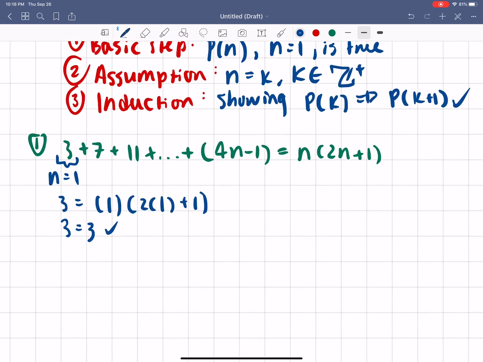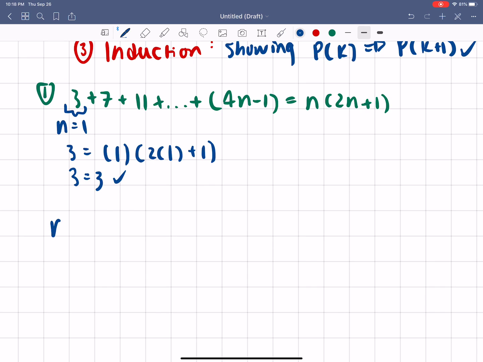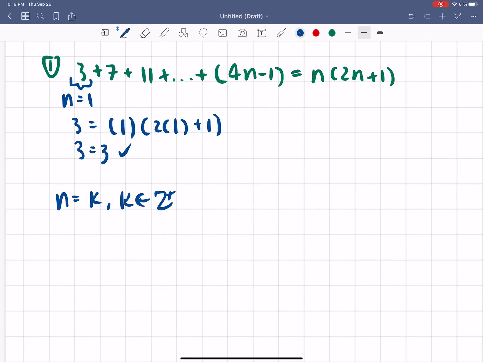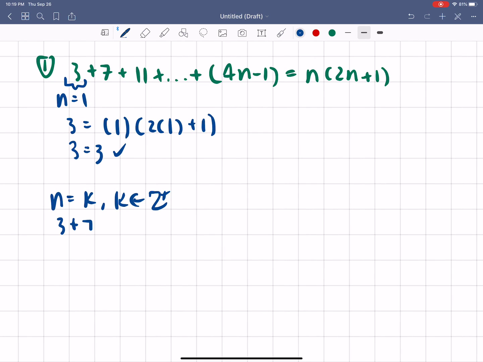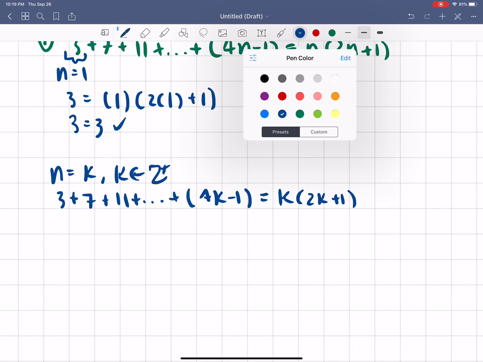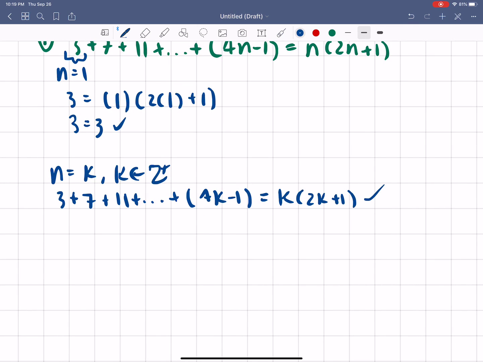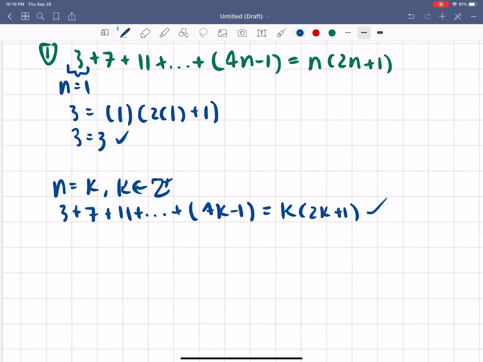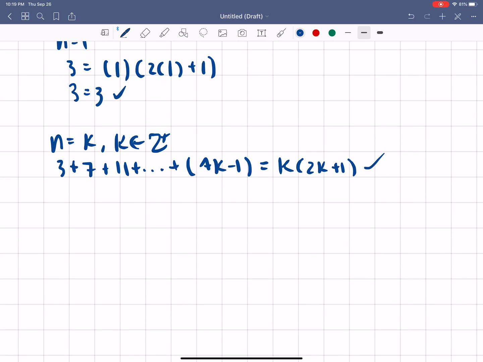Our second step is to assume n equals k. So we assume that n equals k, where k belongs to the set of all positive integers. And so if we assume that n equals k, our statement would look like this. Now that we assume that n equals k, we need to show that n equals k plus 1 also holds true.